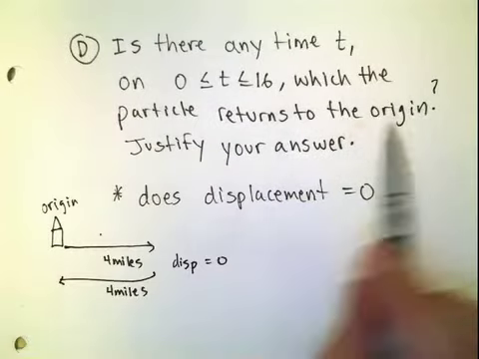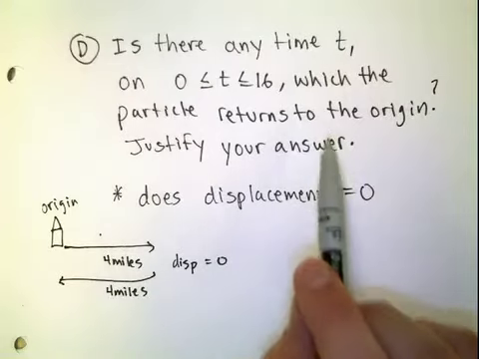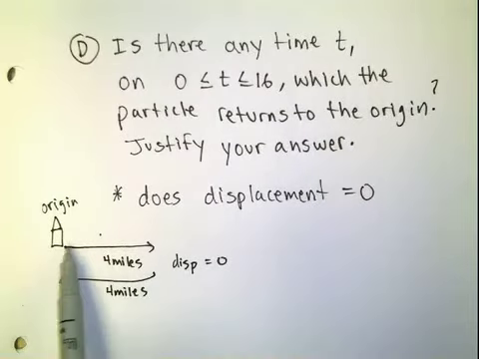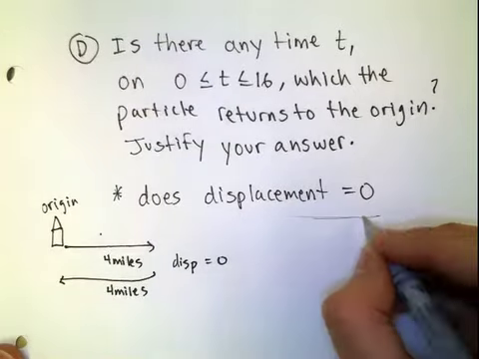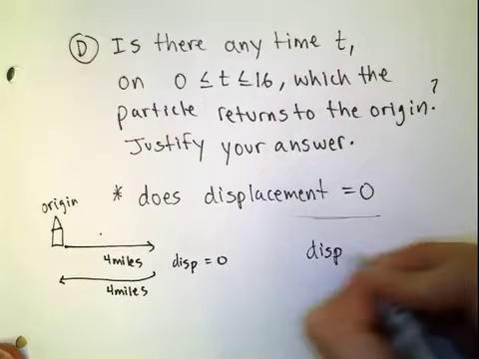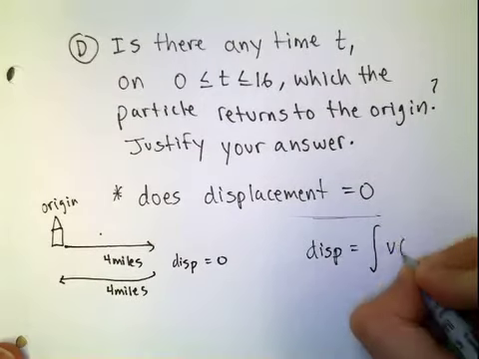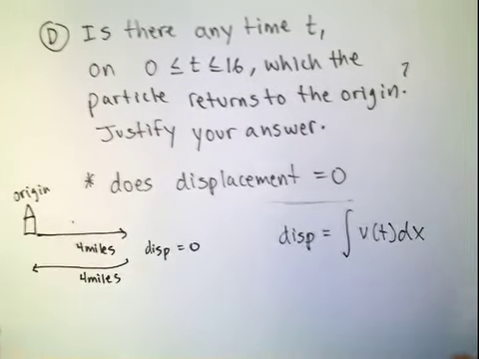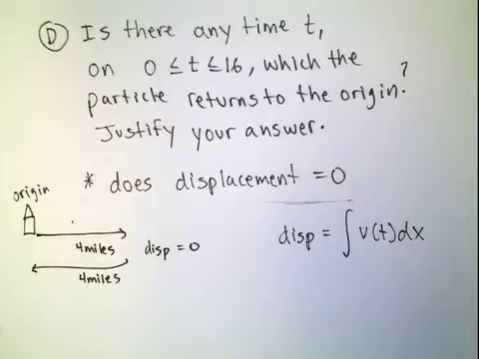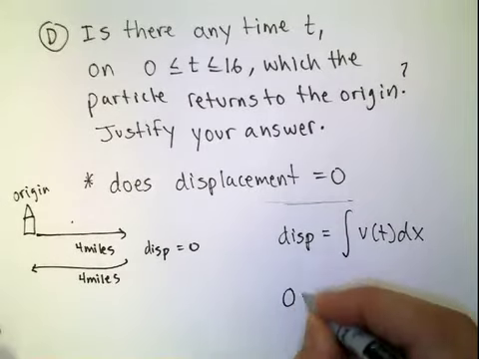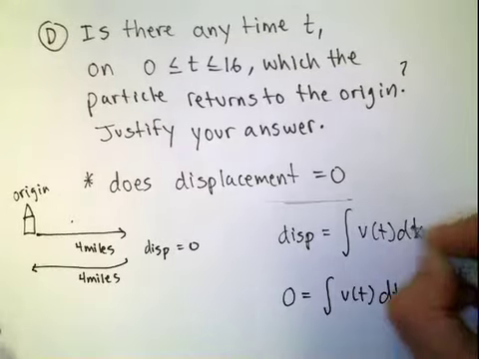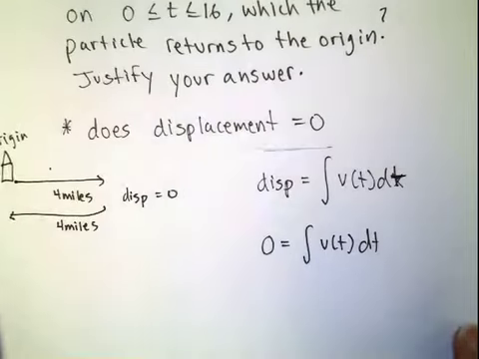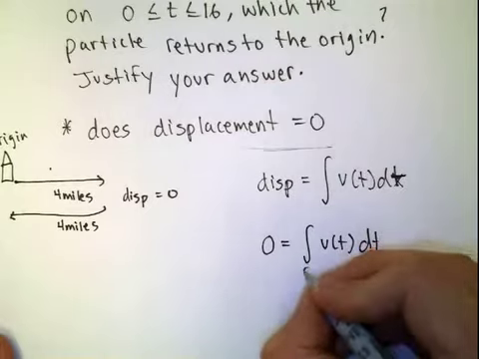This is the origin. They're saying, is there ever a time when the particle returns to the origin? Well, if that happens, then the miles that you run, you have to return back. So displacement has to equal 0. Now, displacement is found with an integral. It's the integral of velocity, just a regular integral without having to worry about area. So I guess we're asking, will we ever get 0 equal to the integral of velocity dt? And there's bounds in this integral, somewhere from 0 to 16.